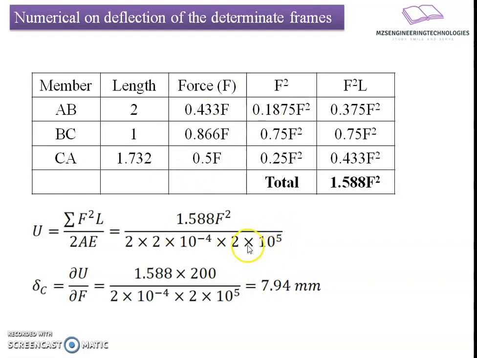So with this we'll end today's session. We'll meet in the next session with the introduction to indeterminate structures and a comparison of determinate and indeterminate structures.